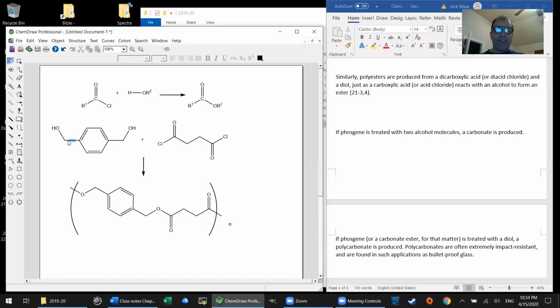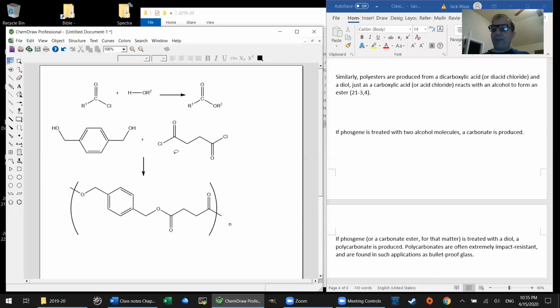That OH is attached to a CH2, then a benzene ring, then a CH2, then an OH. And guess what? That one finds another acid chloride, makes an ester. CH2 acid chloride finds an OH, makes an ester. CH2, benzene ring, CH2, OH, and so on and so on and so on.